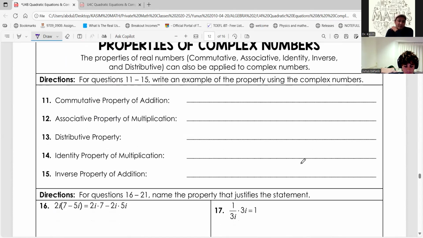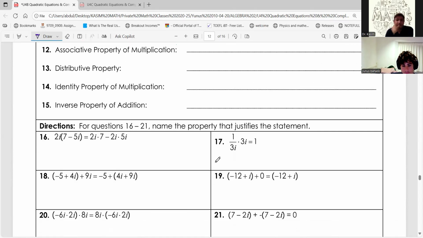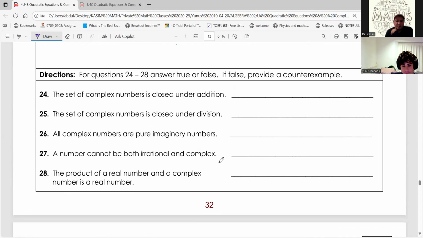This property, the same thing. Commutative property of addition, associative property of multiplication, distributive property, and identity property of multiplication. And inverse property of addition. They are the same thing, so I'll just skip this.